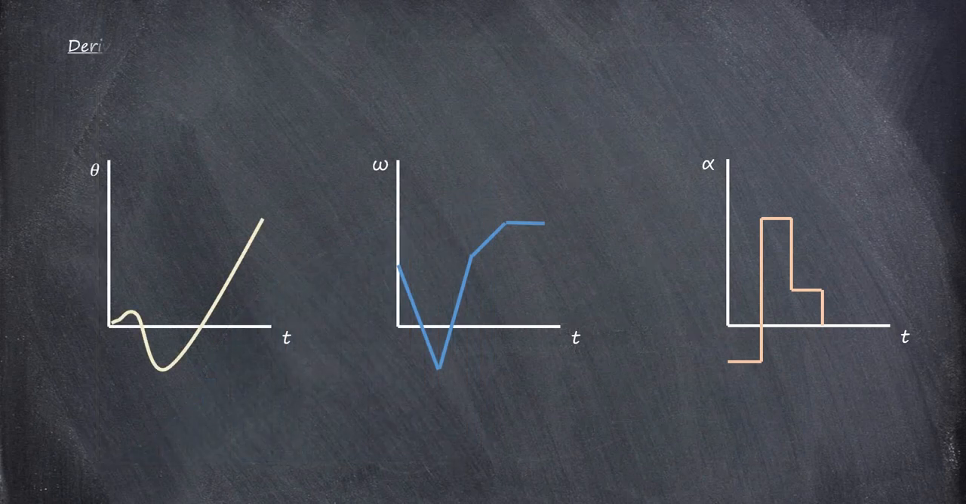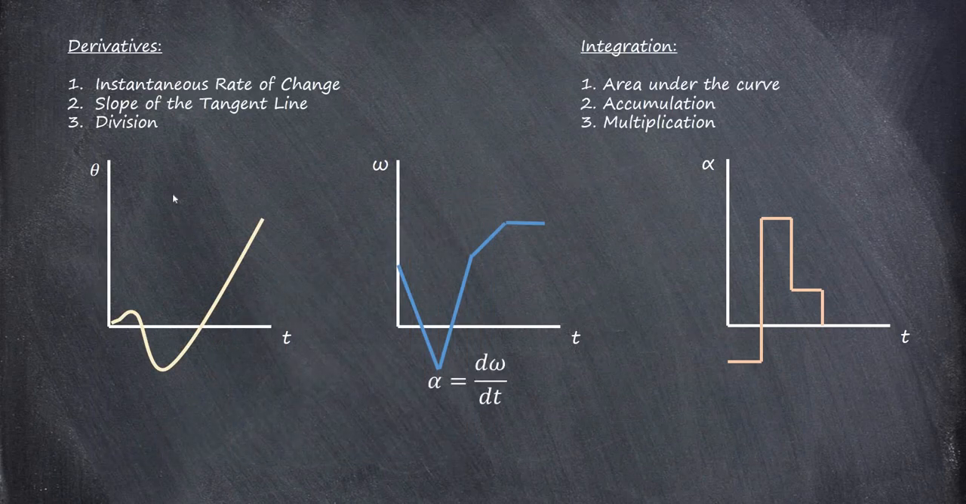So for derivatives, take note that in general in physics, derivatives are for instantaneous rate of change. They are for getting the slope of the tangent line, and they're usually associated with division. Integration is for getting the area under the curve. It's for accumulation or adding up a bunch of rectangles, and it is usually associated with physics formulas that involve multiplication.